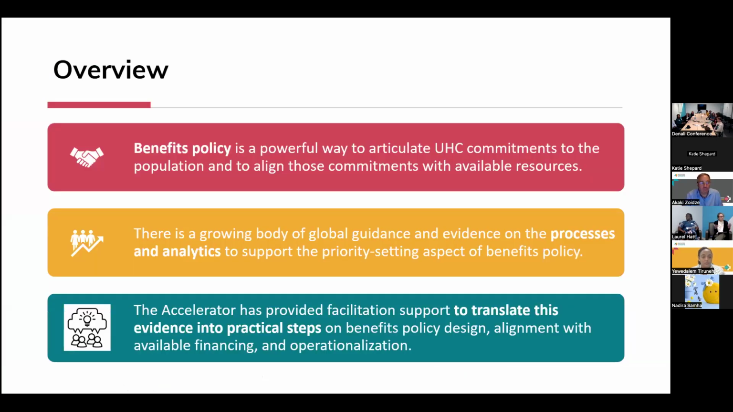So, as I mentioned, we think about benefits policy as a way to articulate and formalize UHC commitments. What is the population entitled to receive with financial protection? And to think in this moment about aligning that with available resources. And that's where priority setting comes in. There's been a lot of dialogue over the last almost 10 years, I would say, around priority setting. What are the kinds of analytics that can be used? What are the processes? There's a lot of work that has been done with IDSI, the Center for Global Development, on helping to formalize that process, make it evidence-based.